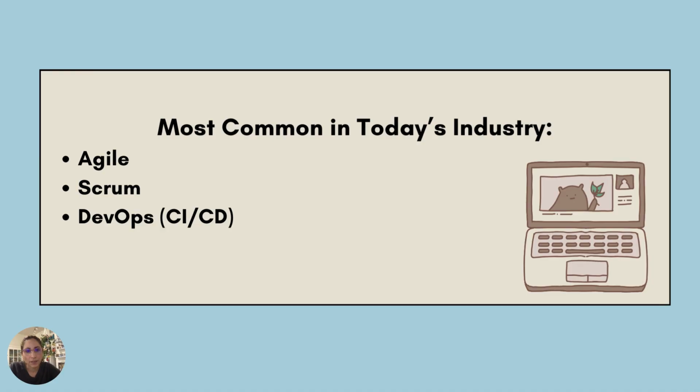So out of those methodologies, the three that you have to remember the most are Agile, Scrum, and DevOps or CI/CD. Those are the ones that you're going to see almost in every job out there. They're going to say, we want a tester that's familiar with Agile, Scrum, or CI/CD.